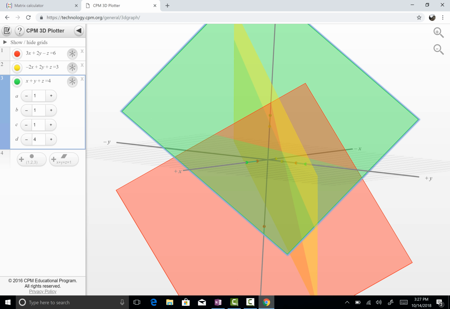So that's the CPM plotter. It's pretty nice. Maybe you got to hit it and tap it and put the pluses and minuses and so forth. You're not really entering the equations, you're just setting the coefficients, but it does work pretty nice. So let's try the Monroe one. So I'm going to open this tab up and let's see.